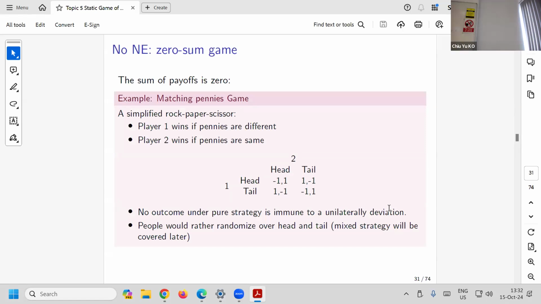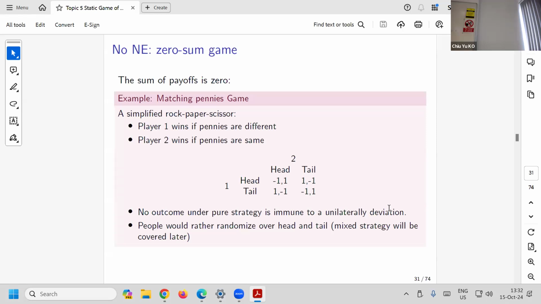This common game is called the matching pennies game, which is just like two guys taking out a coin. If the coins match, then player 2 wins $1. If the coins don't match, then player 1 wins. Maybe you call it pay by pay in the China context. It's a simplified version of rock paper scissors.